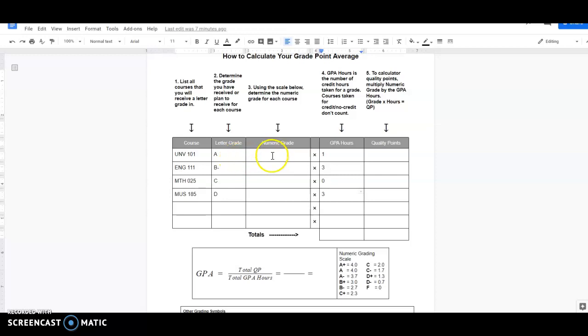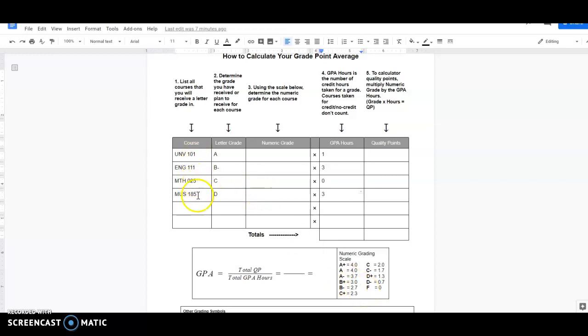much more meaningful than numbers. However, you can't perform arithmetic on letters, so you have to convert those to numeric grades. And there's a grading scale that shows you what numeric value each letter grade is worth.